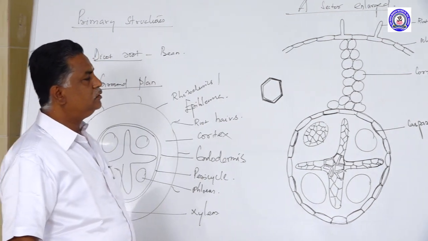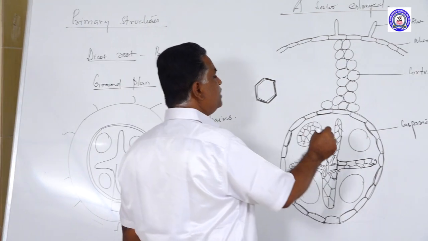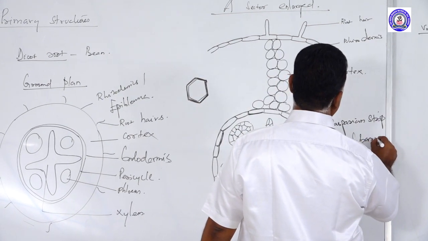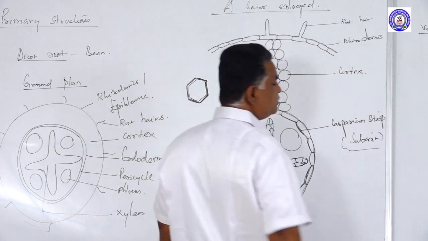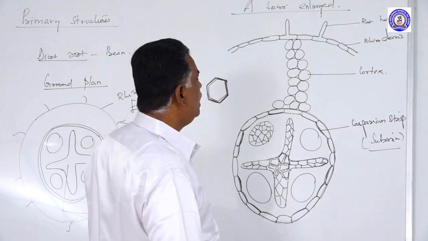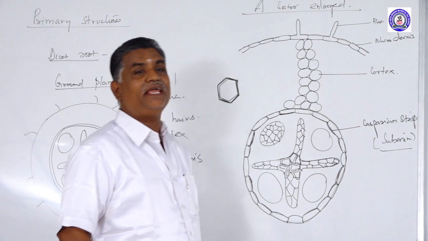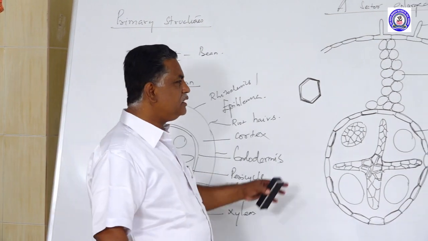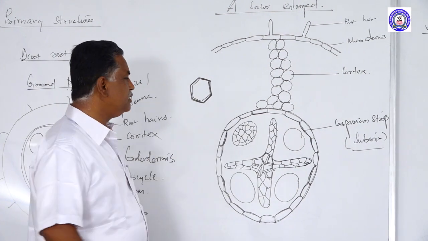Who found it out? These Casparian strips are made up of suberin, and this was first observed by Caspary, and so the name Casparian strips was given. And what is the function of Casparian strips?